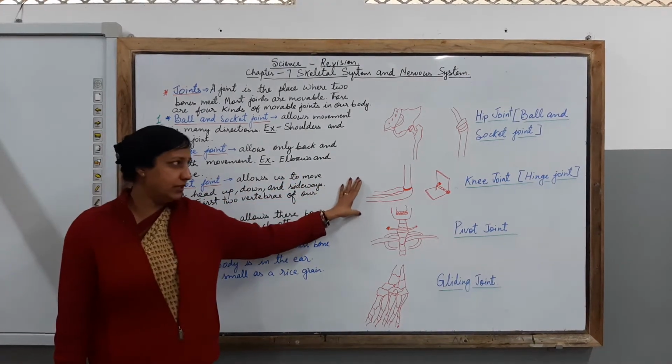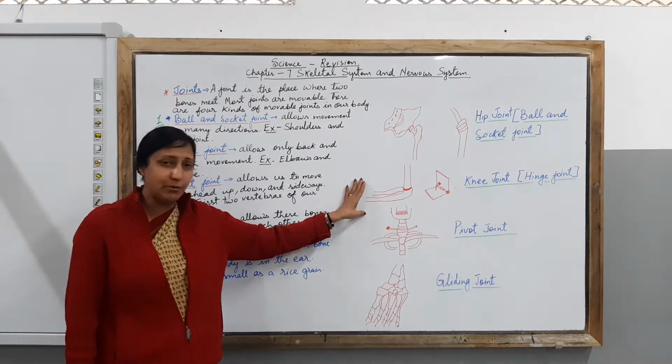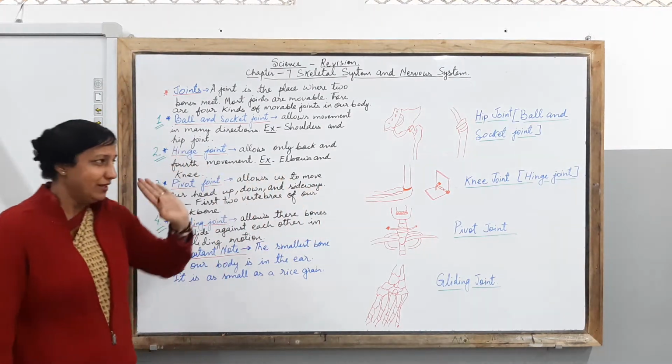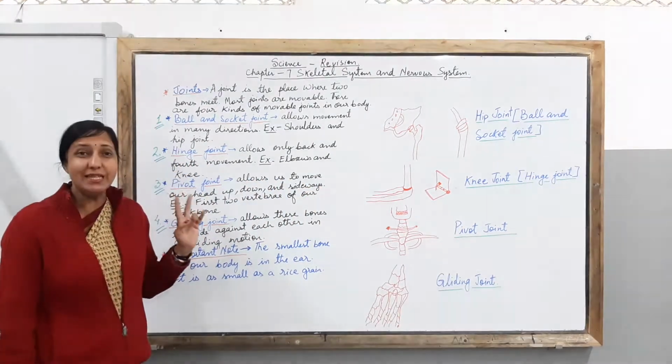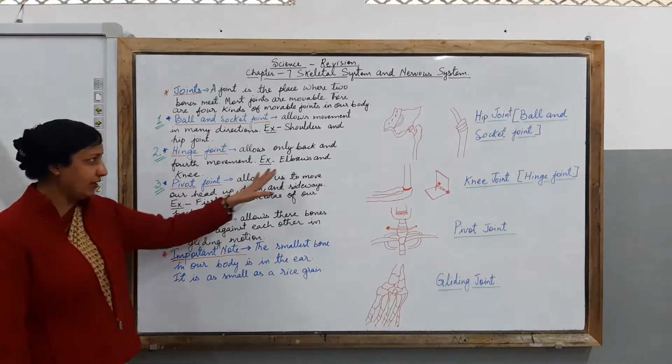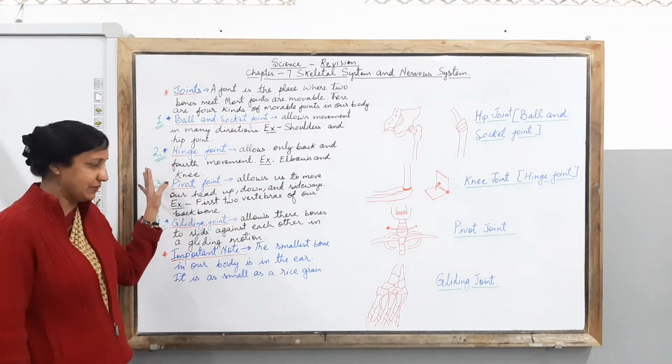As I have drawn here, the hinge joint. With the help of a diagram, you are able to understand what this kind of joint is known as. It is known as hinge joint, and it is located on your elbows and the knees.